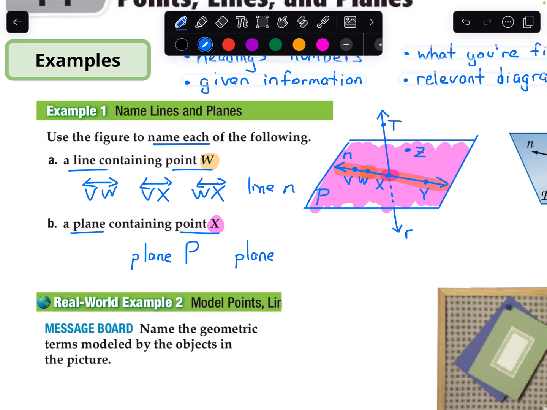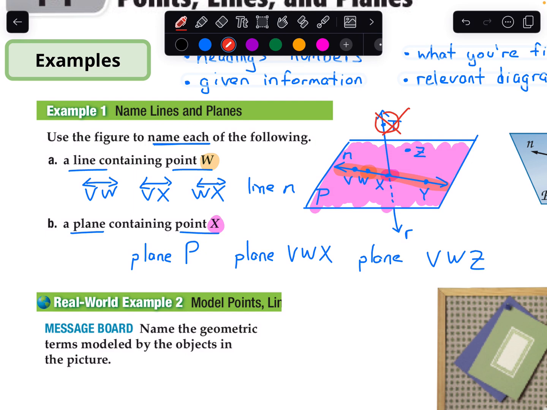any combination of 3 letters on the plane, such as VWX, or plane VWZ. Pick any 3 letters you see there that you like. Just do not use point T. Point T is not on the plane. That cannot be part of your name.